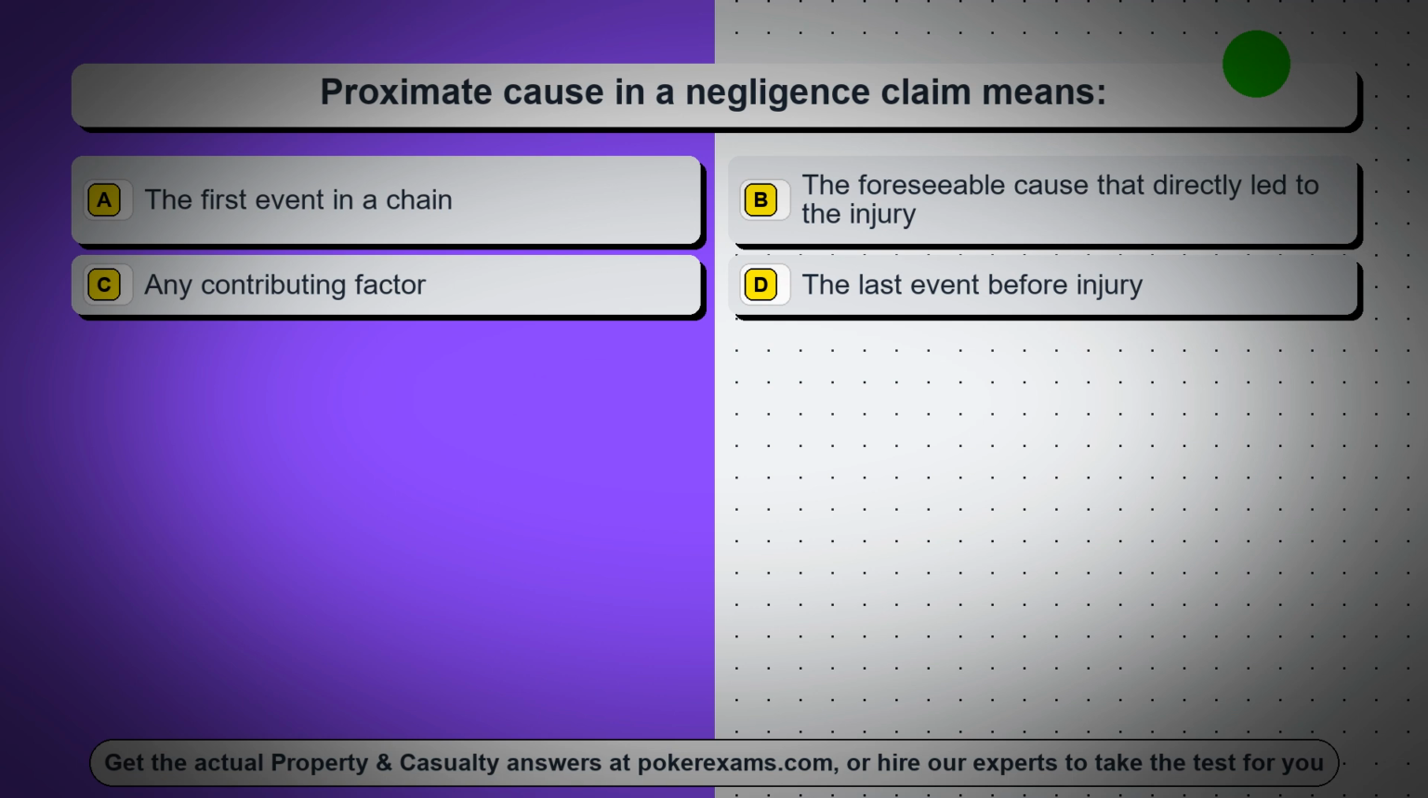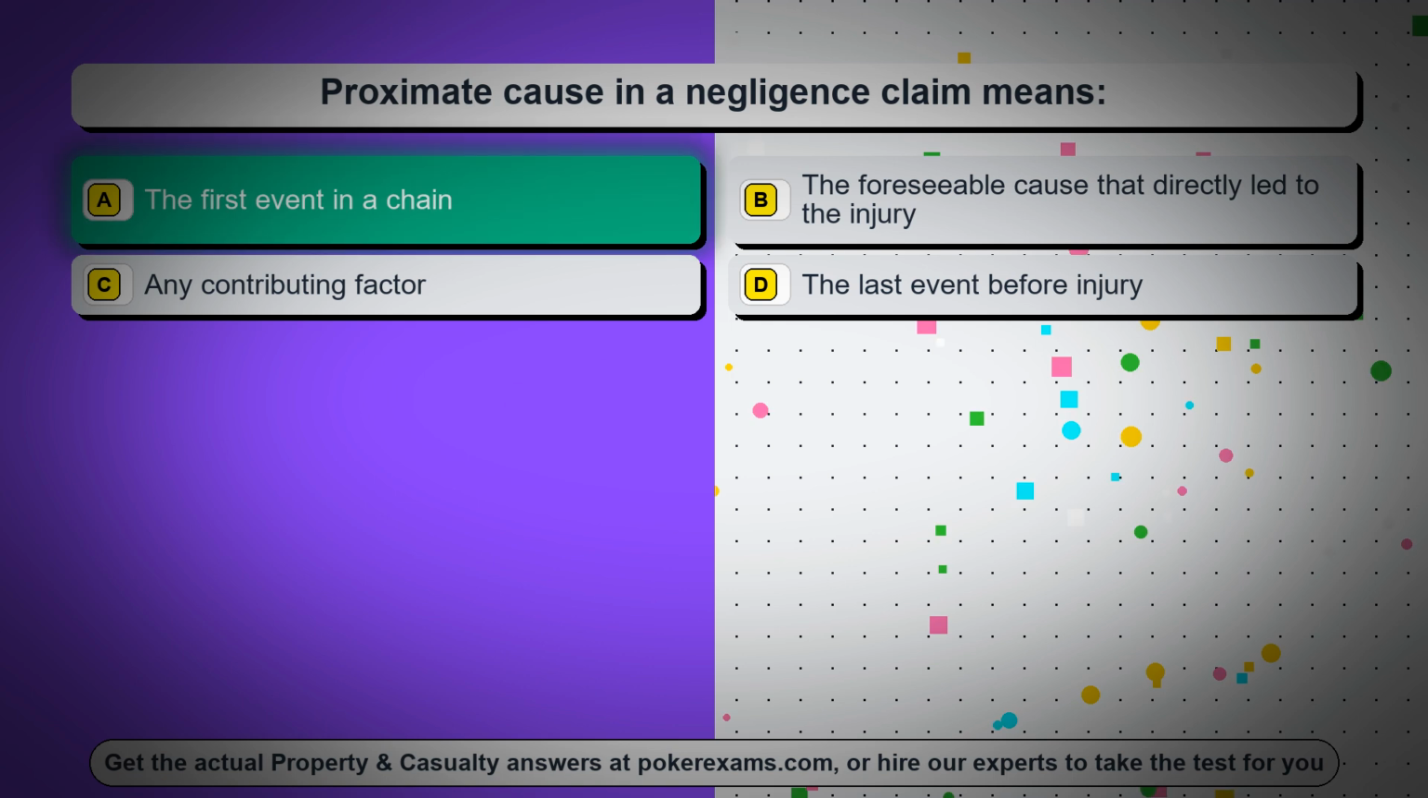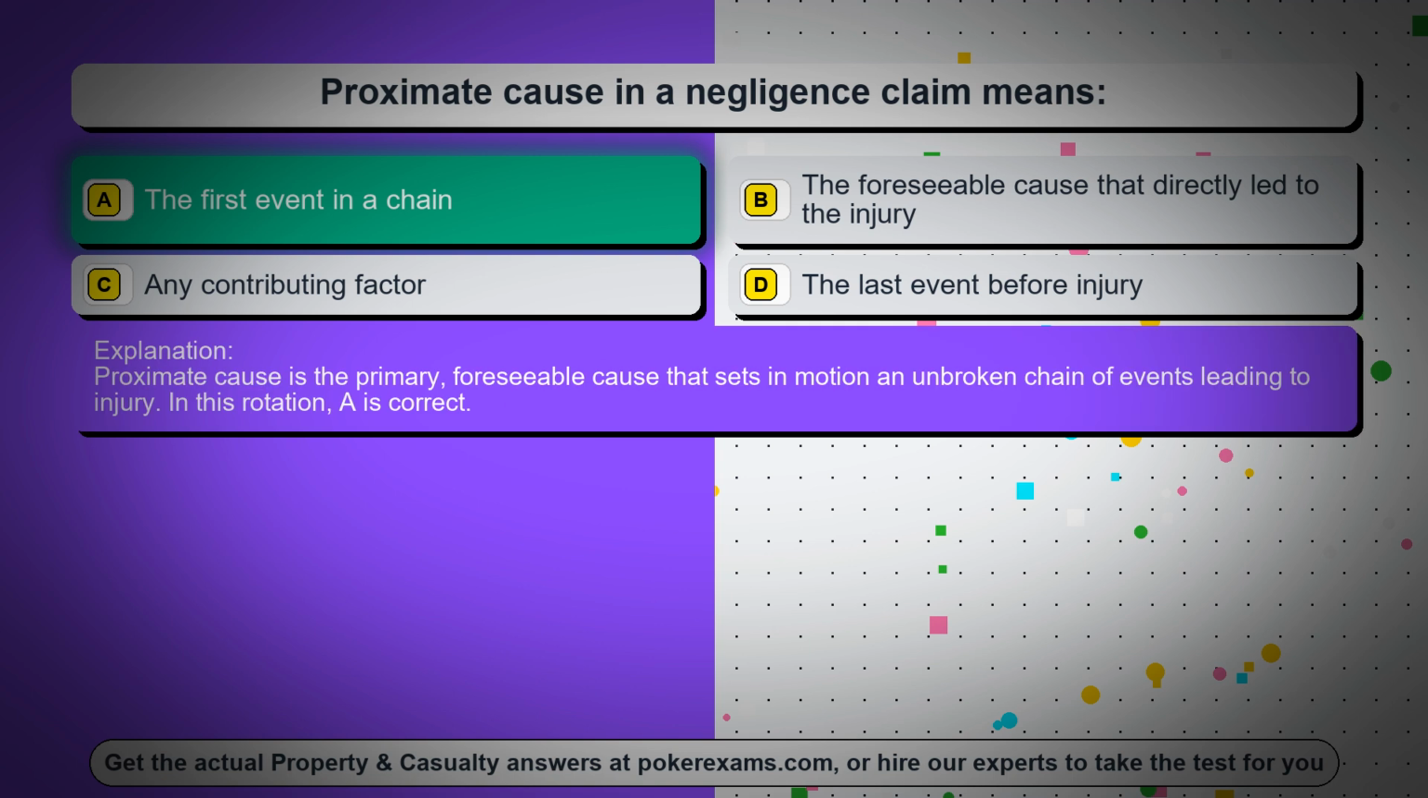Question 77. Proximate cause in a negligence claim means: Option A, the first event in a chain. Option B, the foreseeable cause that directly led to the injury. Option C, any contributing factor. Option D, the last event before injury. The correct answer is option A, the first event in a chain. Proximate cause is the primary, foreseeable cause that sets in motion an unbroken chain of events leading to injury. In this rotation, A is correct.